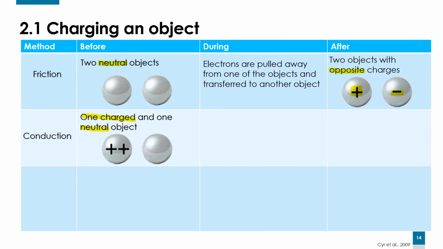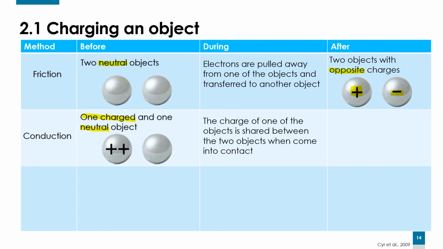What happens during? If I touch them to each other, the charge of one of the objects is shared between the two objects when they come into contact until they reach an equilibrium. So in this case, let's say I have two charges only and the other one has no charge at all. What's going to happen? They're going to share until they have the equilibrium. So in the final, they're going to have the same charge, shared equally between the two of them.